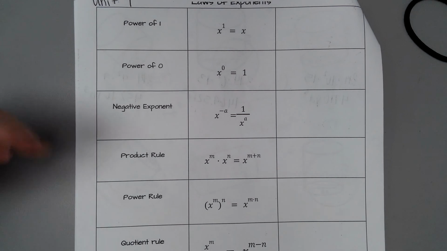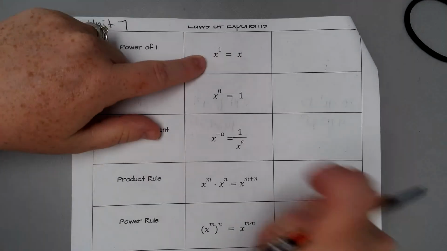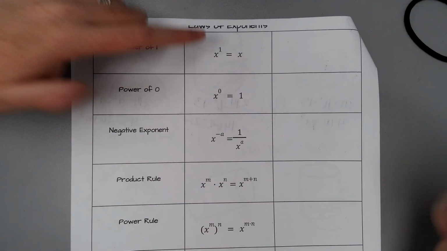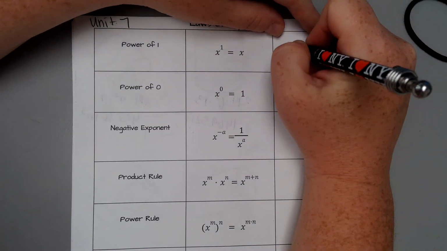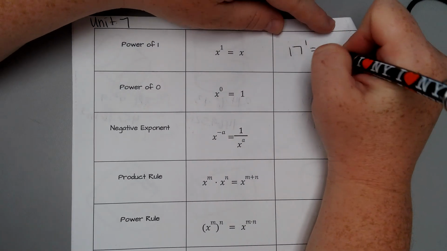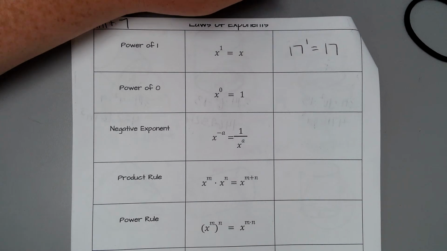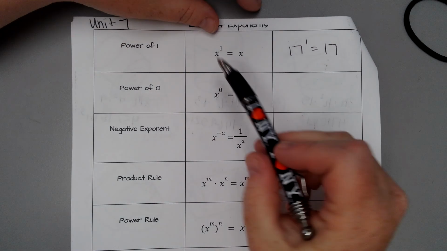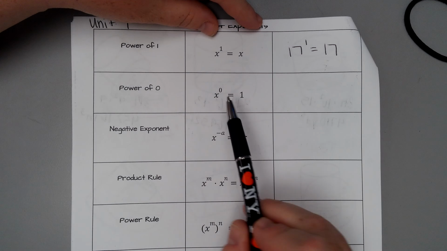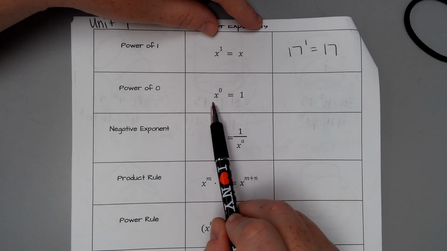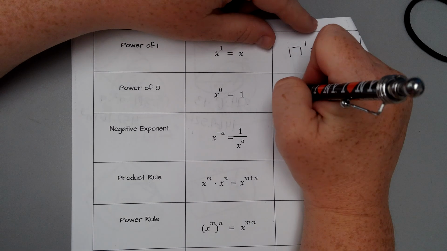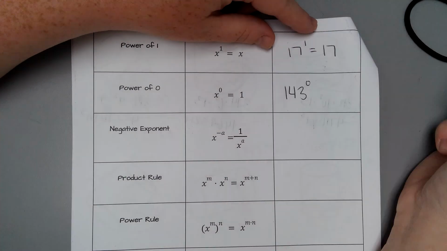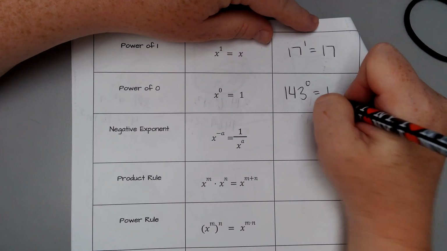see what you get. So for the first one, x to the power 1 is equal to x, meaning anything to the power of 1 is itself. So if I had 17 to the power 1, it's 17. Anything raised to the power of 1 is itself. Next, power of 0 means anything raised to the power of 0 is equal to 1. So if I had 143 to the power of 0, it's 1.